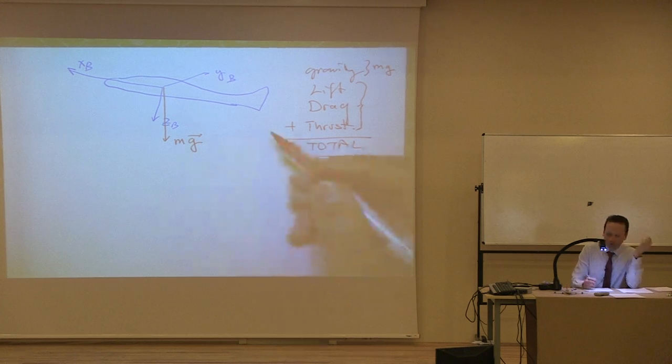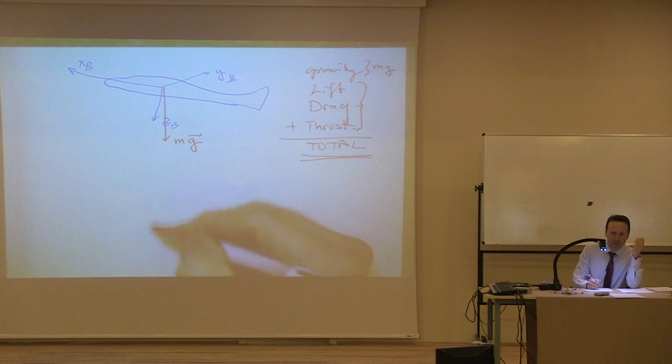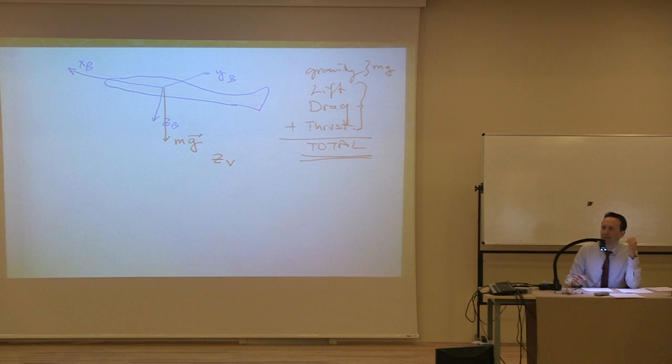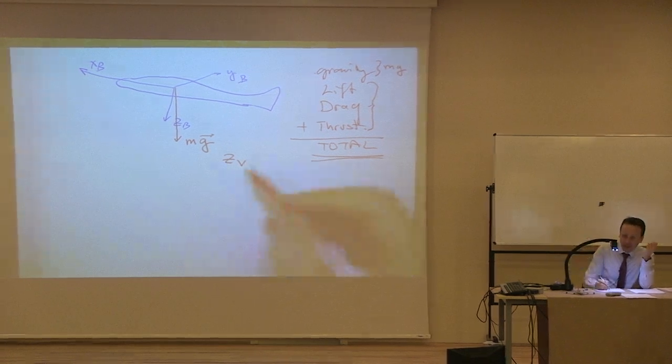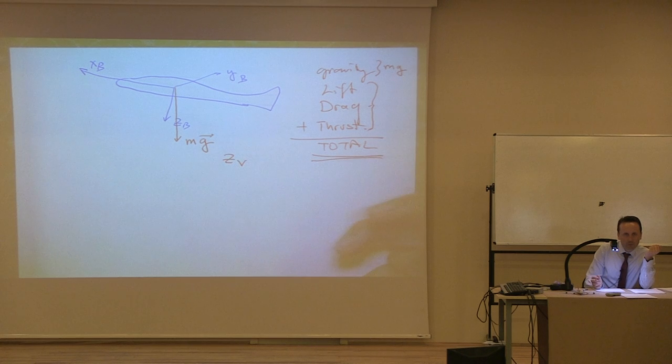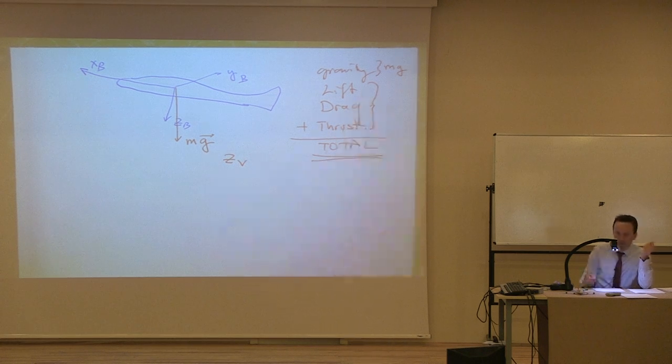No, the Earth. Yeah, maybe the Earth, because the Z, that's a good one. A very good one is ZV, the Z coordinate of the vehicle carrier coordinate system. You're right, the Earth could also be used, so ZE would also be one, right? But ZV is of course one of them. So this is mg. So the rest is lift, drag, and thrust.